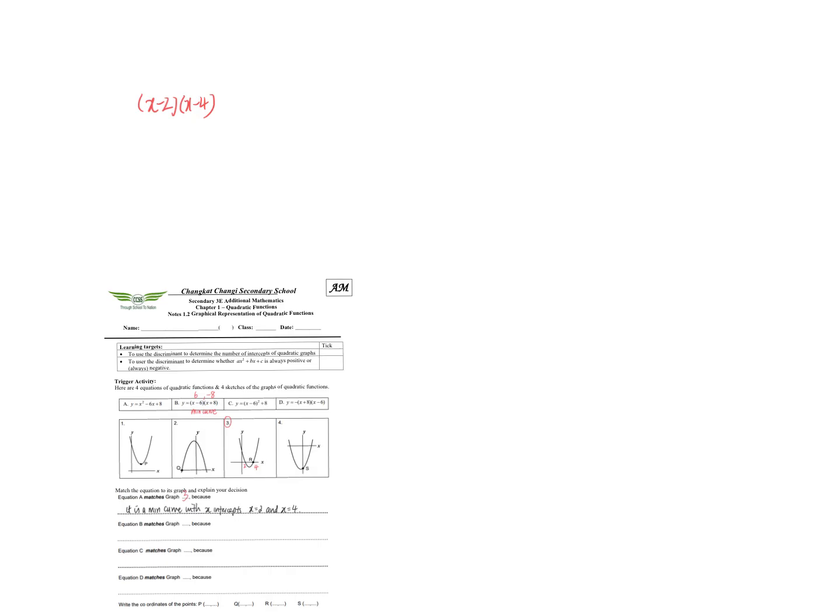C is easier, it's also a minimum, and the minimum point is 6, 8. So you can match this one with graph 1, because this is your 6, this is your 8. Because it is a minimum curve with turning point 6, 8. The last one will be natural. It's a maximum curve, and your x-intercepts are negative 8 and 6.